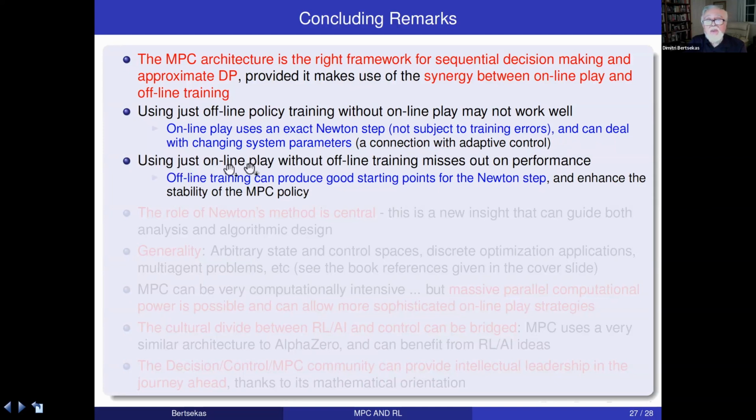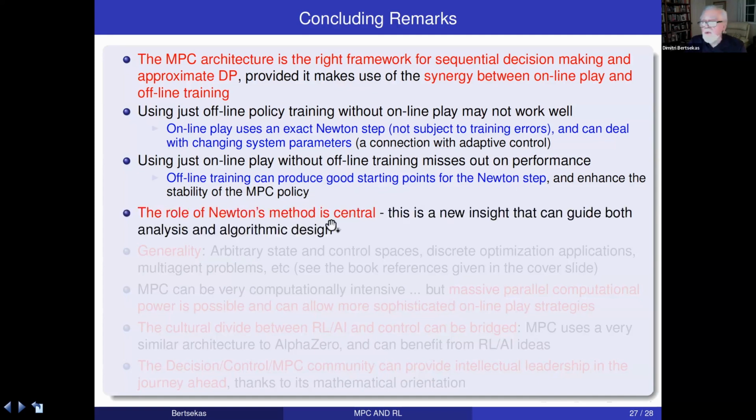At the same time, using just online play without offline training misses out on performance, because offline training can produce good starting points for the Newton step and therefore enhance the stability and the performance of the MPC points.